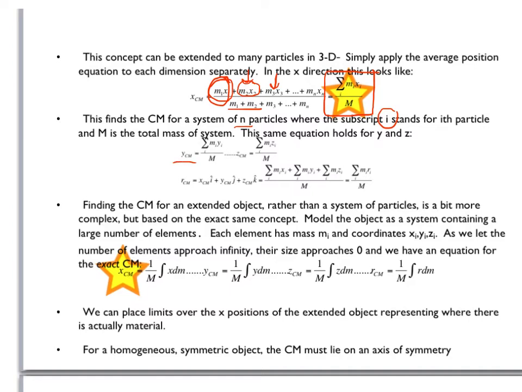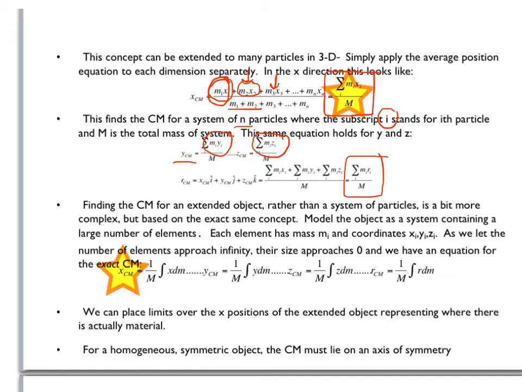In the y direction, we'd add up a whole bunch of m1y1s plus m2y2s, as many as those are, and divide by the total mass. And in the z direction, we do the exact same thing. So that overall, we could simplify the center of mass equation to just look like a summation of these m's and r positions divided by total mass.